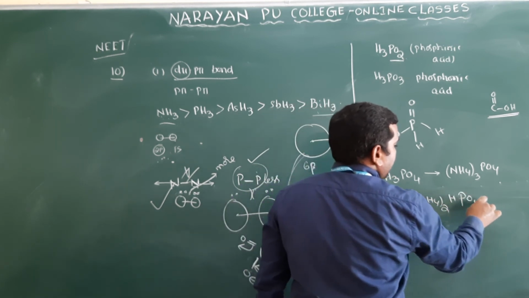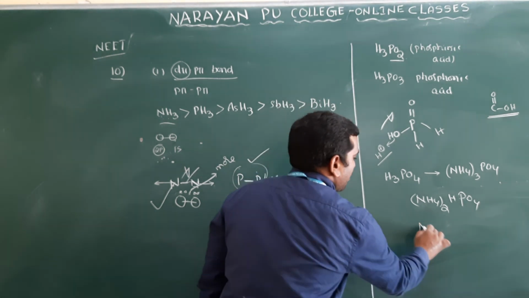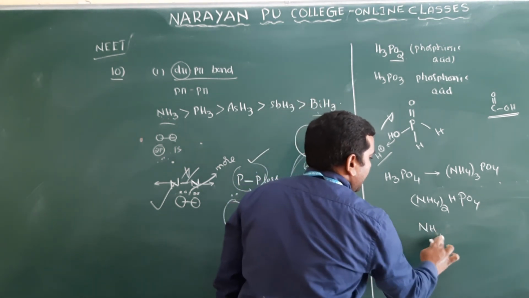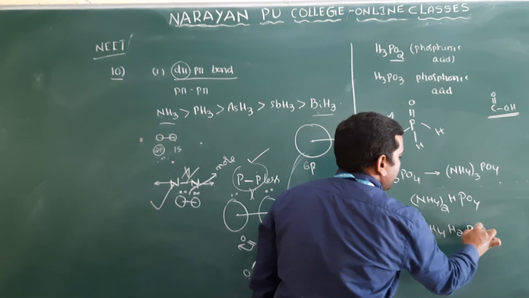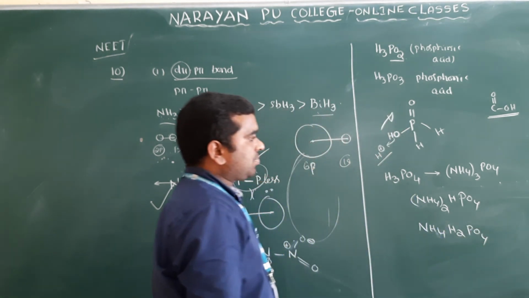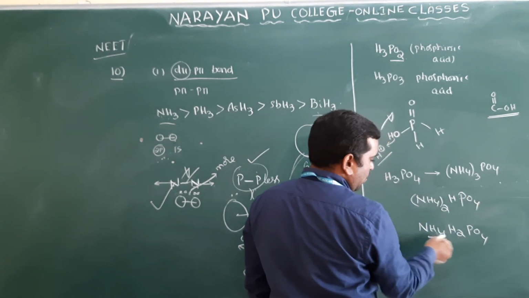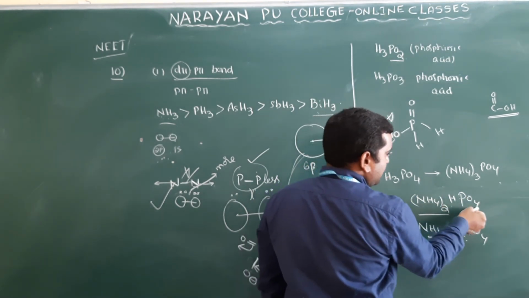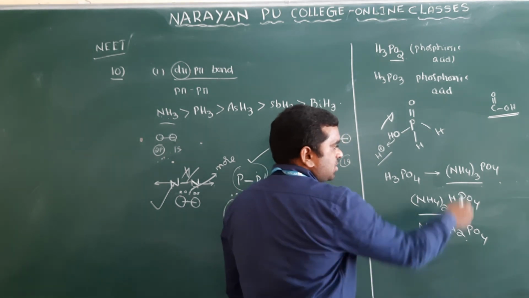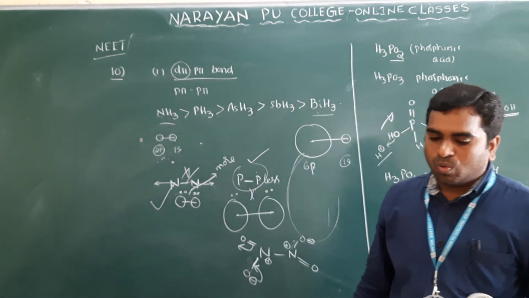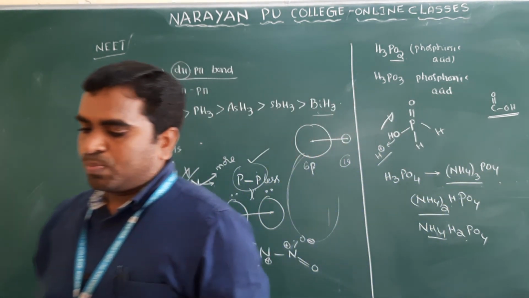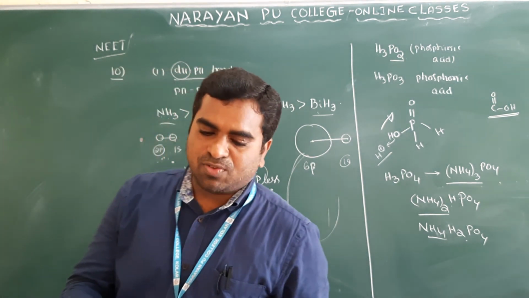Then we will get (NH4)2HPO4. Another one is if there is only one ammonium, NH4H2PO4. So it can form NH4H2PO4, (NH4)2HPO4, and (NH4)3PO4, where all hydrogens are replaced. That's why it will be called triple superphosphate. All oxo acids, the fourth option.